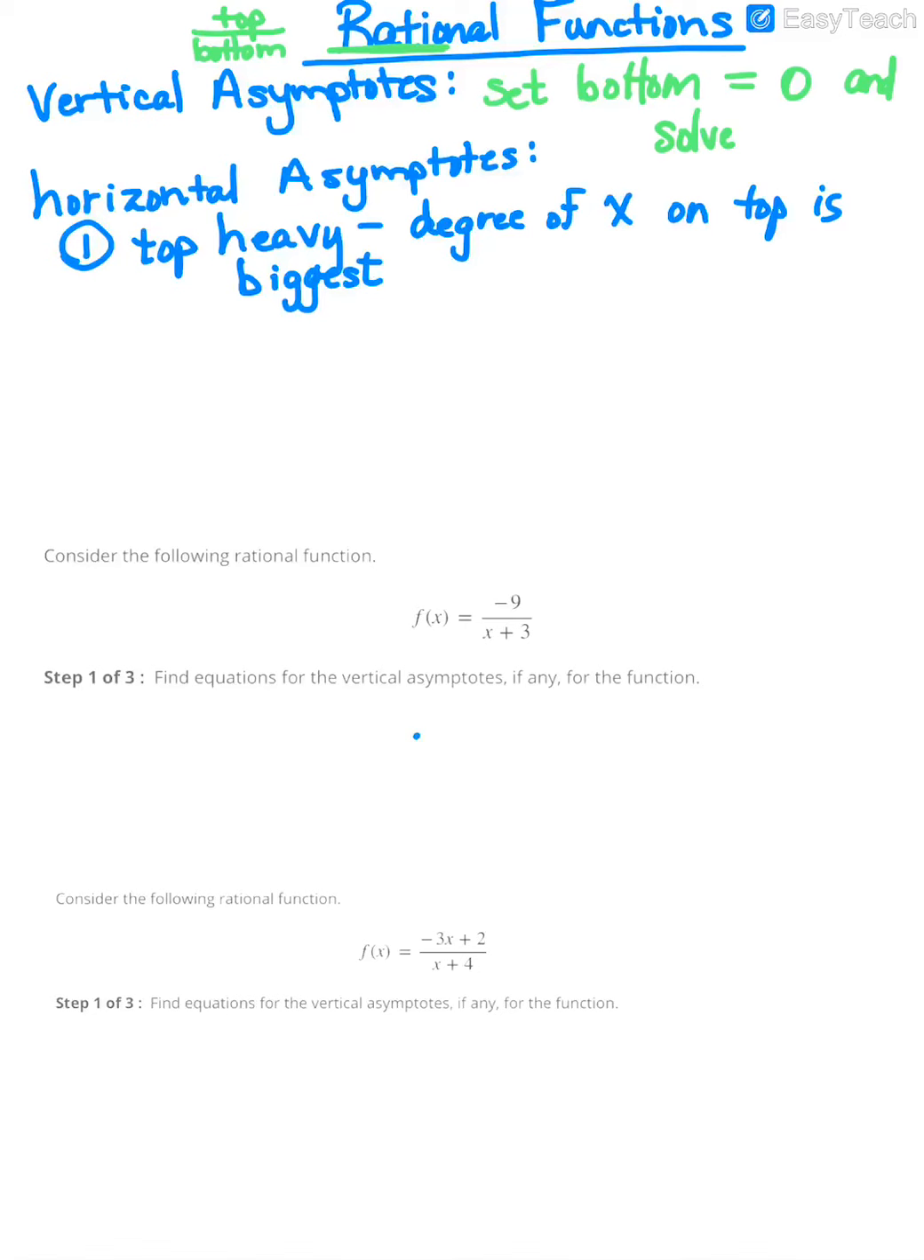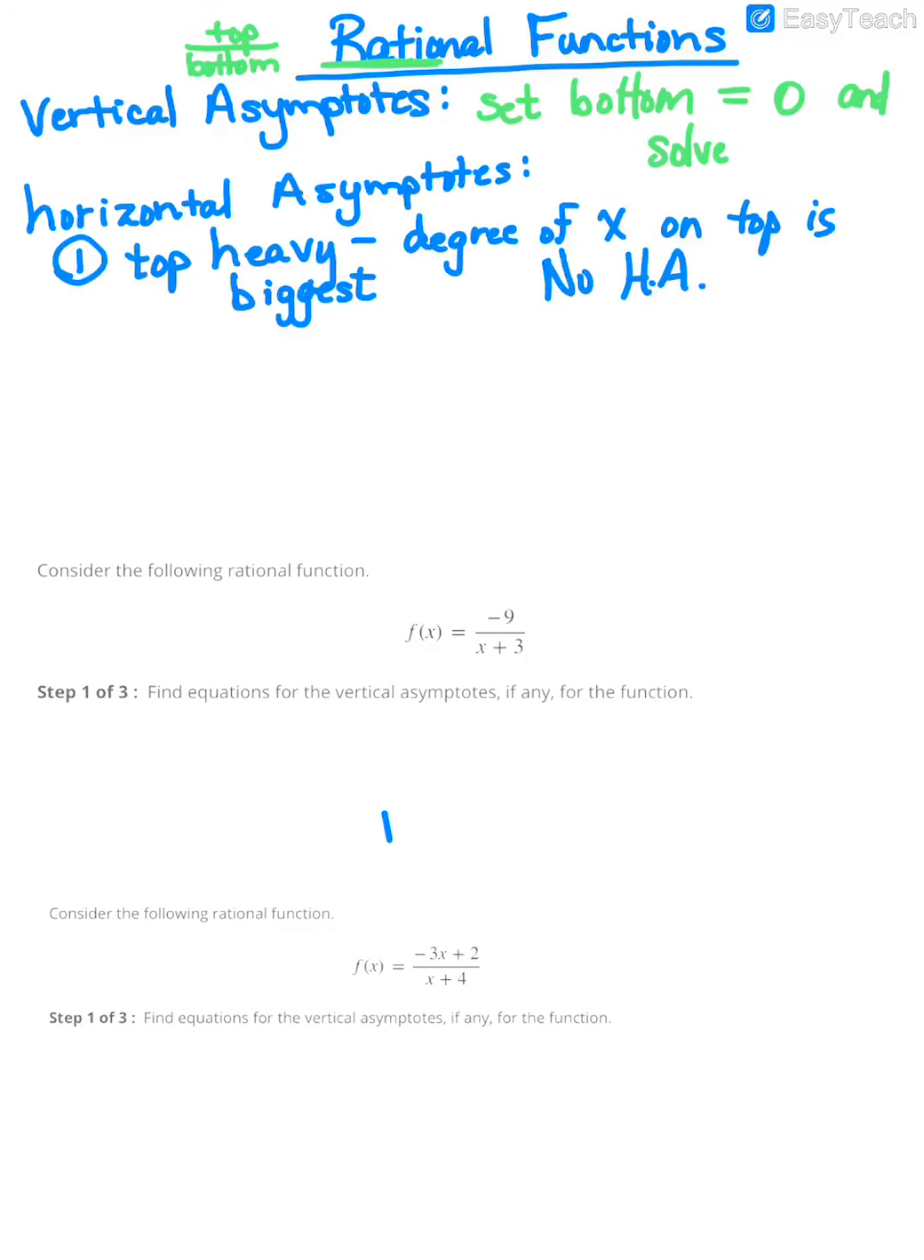And if your highest power of x on top is your biggest, that tells us we do not have a horizontal asymptote. There are cases where you could have an oblique asymptote if the degree is exactly one more on top than it is on bottom, but that is beyond the scope of this course that we're doing right now. So we're just going to say no horizontal asymptote.